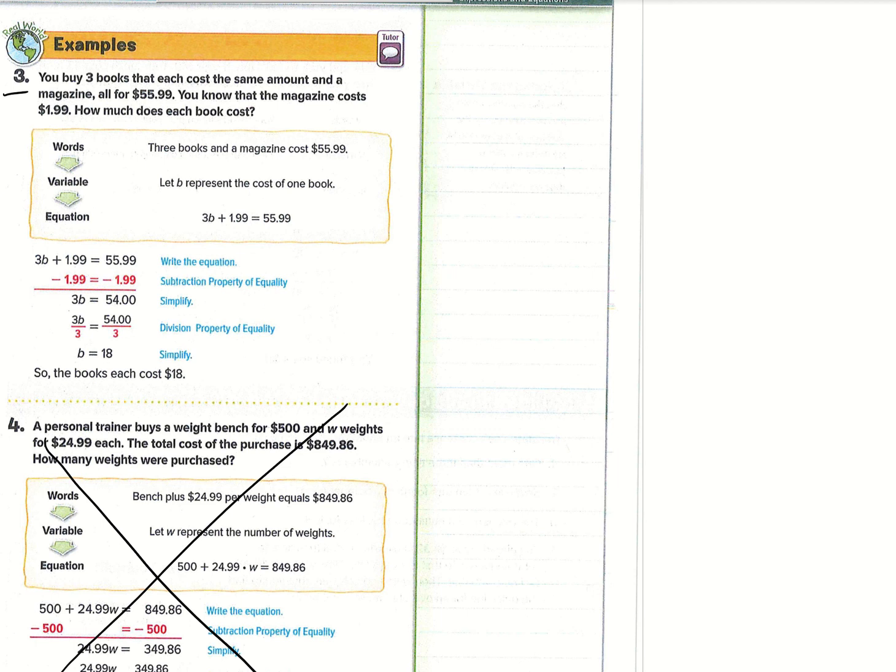All right, so the first thing is words. For this one, they went ahead, and you can do this too. Pretty much they've got the key information here for their words. All right, so if this was me, I would probably highlight or underline. I've got a highlighter here. I'd probably just highlight the key information. So 3 books that each cost the same. That's important. And we have a magazine. All right, so just the one magazine.